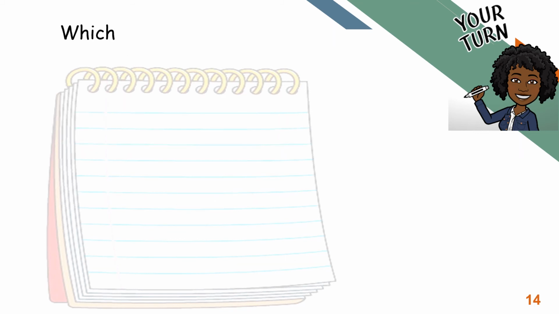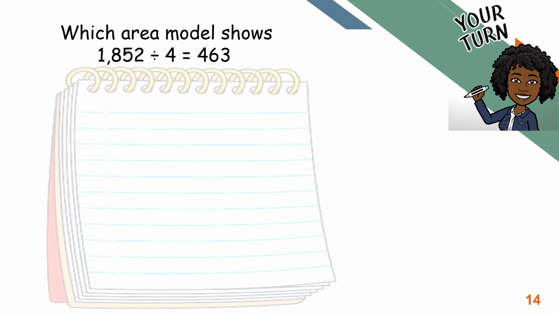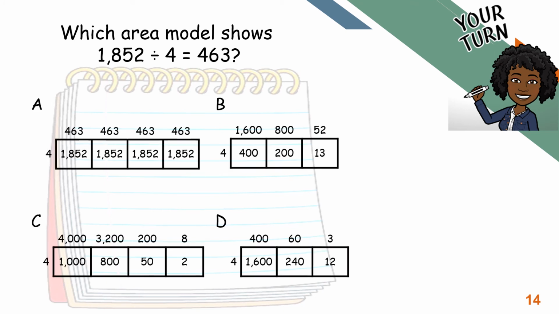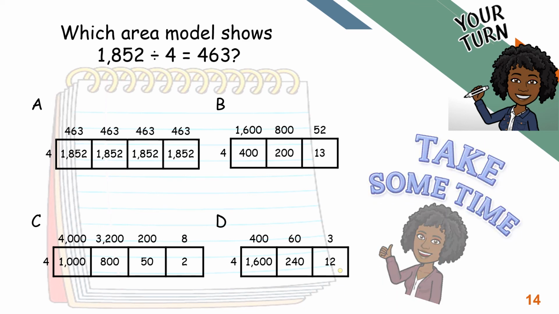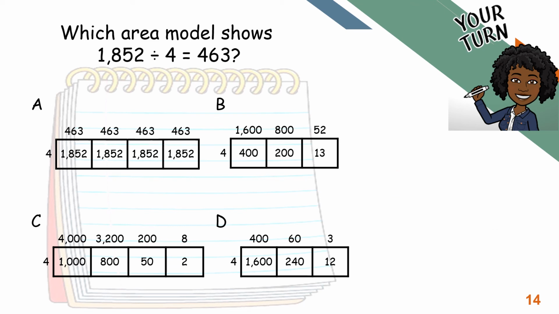For this problem, we need to find which area model shows 1,852 divided by 4 equals 463. Take some time to solve. We know that in our area model, the value of the inside has to equal 1,852, so we can eliminate A and B. For letter C, 4 times 4,000 does not equal 1,000, so that can't be the answer. So our answer is D. As we check each box with multiplication, we see that they match.